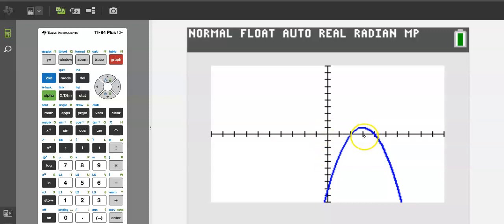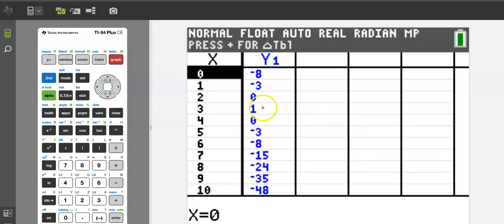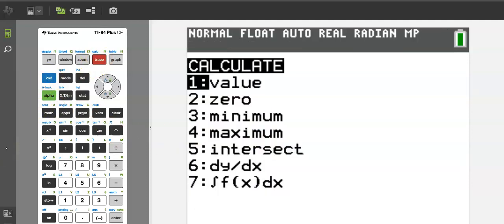That's a positive 3, 1, right? And again, you can verify that using the table. Look, there's the only y value that doesn't repeat. Or you could have used second trace and done a minimum or a maximum. In our case, it would have been a maximum.